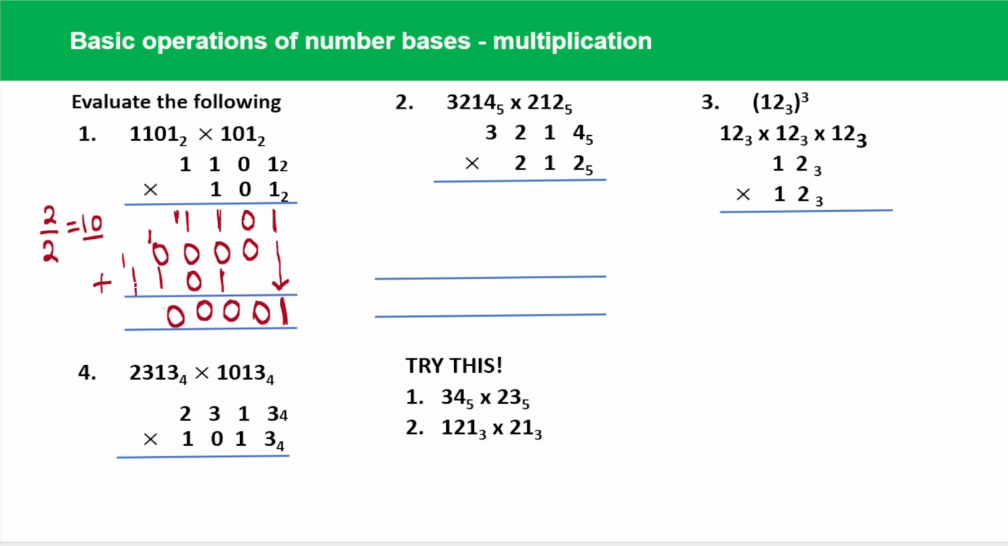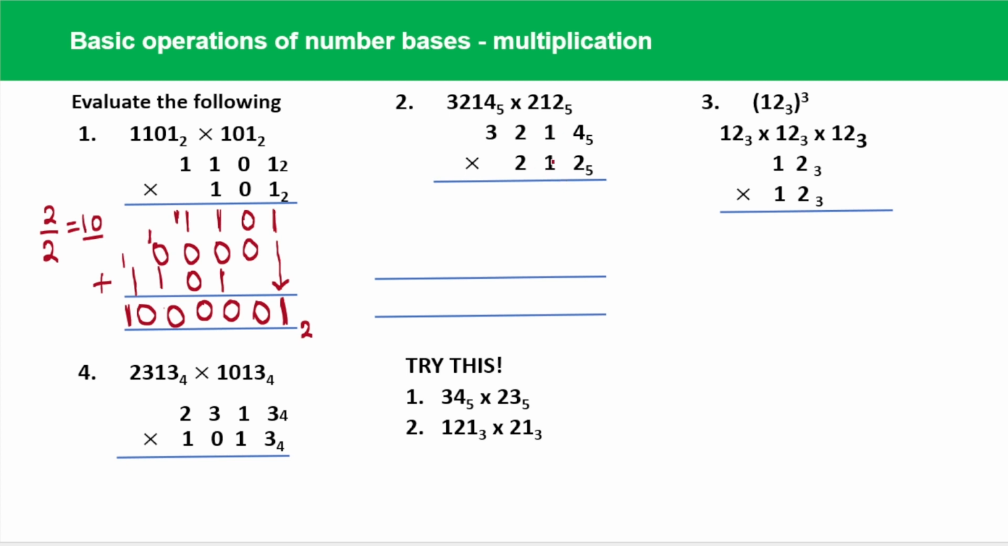1 plus 1 again will give us 2. So I can't write 2. I divide again, 2 divided by 2 will be 1 remainder 0. So I write 0. Since there's no other place to carry the 1, I have 1 0 0 0 0 0 1 base 2. That will be my answer to that question.